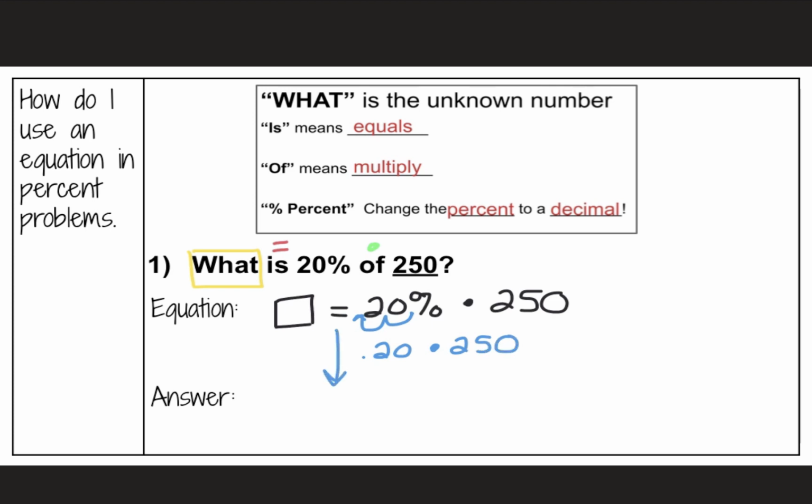That is going to give you your what? So you can use your calculator, type in 0.2 times 250. What do you get? 50. Let's try another one.